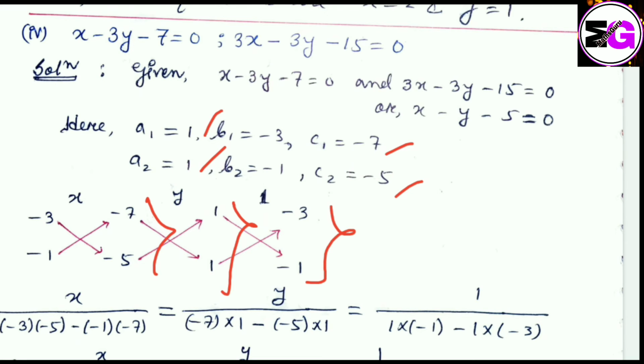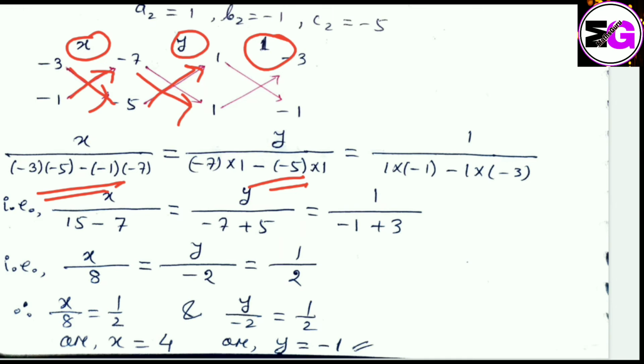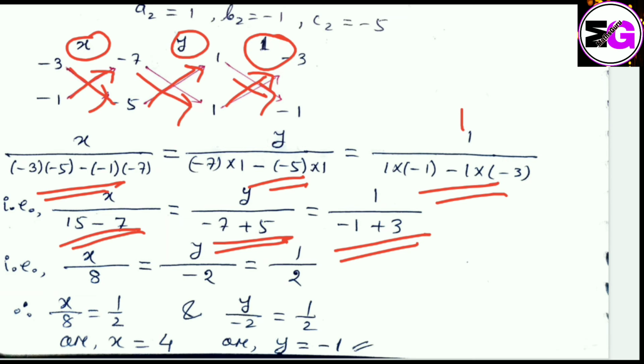Then x by minus 3 into minus 5 minus minus 1 into minus 7, that is equals to y by minus 7 into 1 minus minus 5 into 1, and that is equals to 1 by 1 into minus 1 minus 1 into minus 3. So first, taking the calculation, what we get is x by 15 minus 7, that is equals to y by minus 7 plus 5 equal to 1 by minus 1 plus 3.